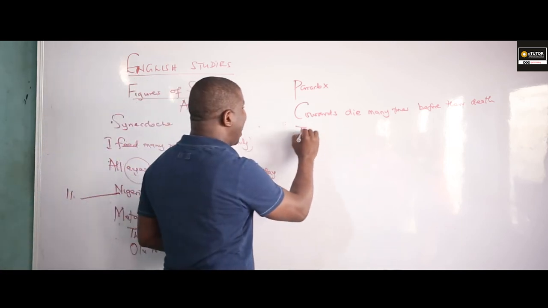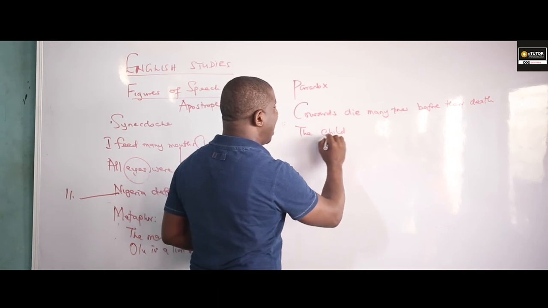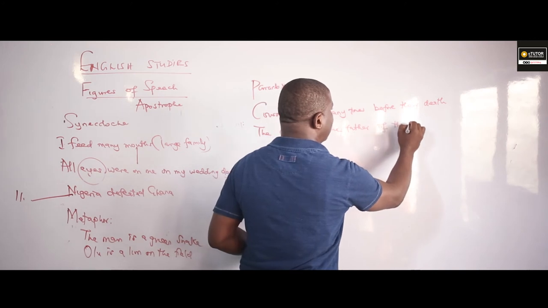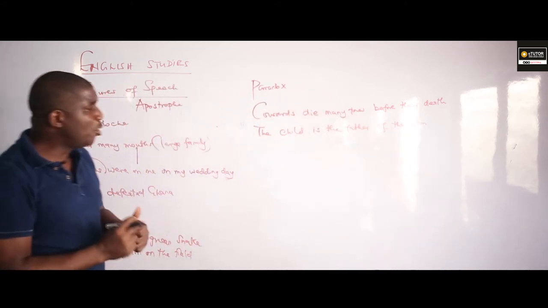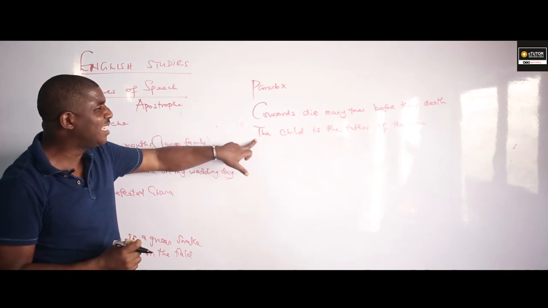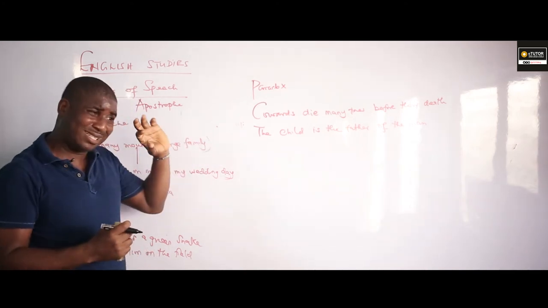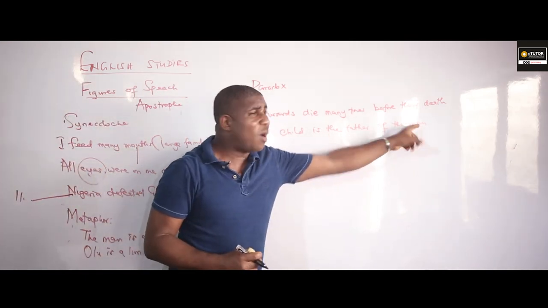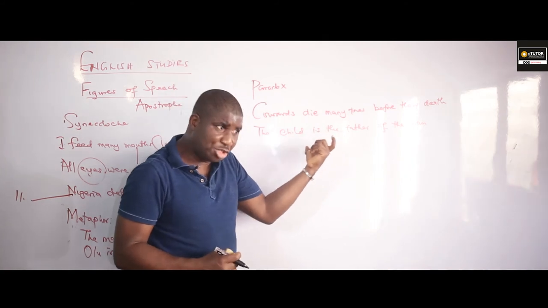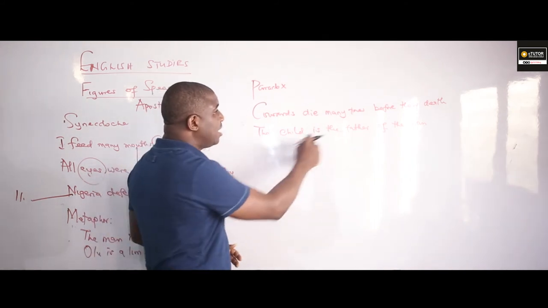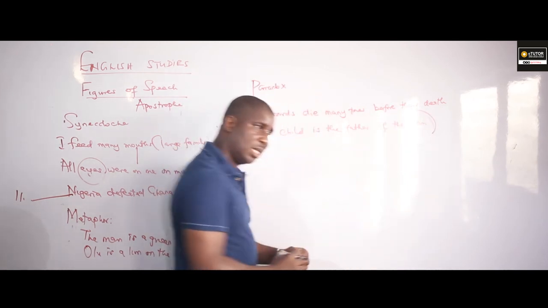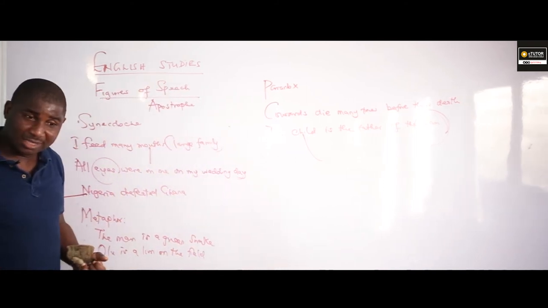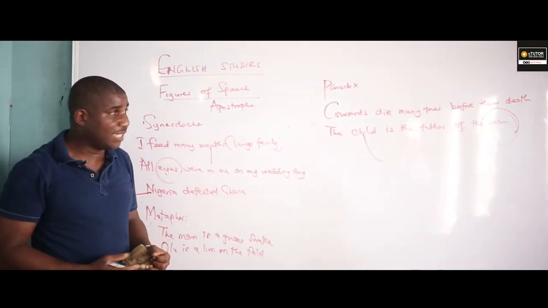The next one, the child is the father of the man. Of course, if you look at this statement at the initial stage, it appears unreasonable. It appears incredible. How can the child be the father of the man? But a closer look at this statement portrays truth. There is an element of truth. Okay, the child is the father of the man. When the man must have been old, who is going to take care of the man? So the child is the father of the man. Do I seem to be communicating?